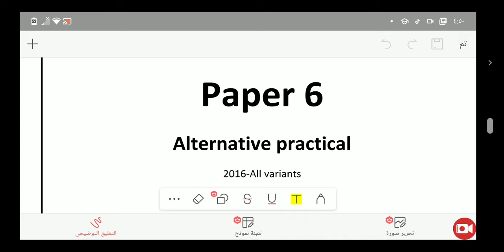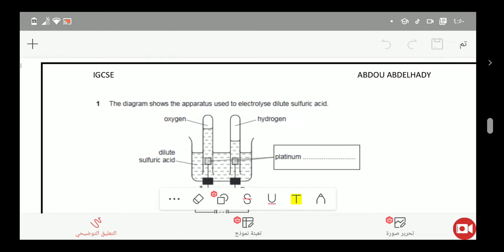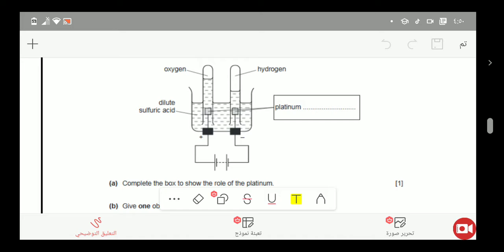Inshallah, today we'll talk about paper 6 for IGCSE or IG exam, O level, and all levels which are equal to them. Okay, as we know, paper 6 is alternative practical. Okay, and it's important to understand that the paper 6 exam relates to about 5 topics.